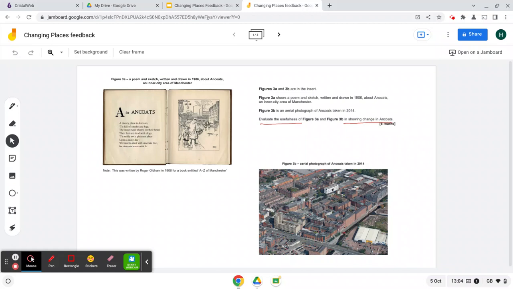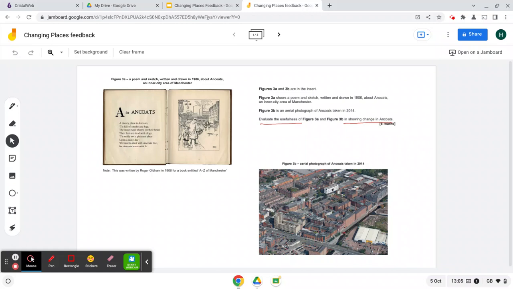You do not get marks for any of your own knowledge, which includes knowledge on these types of representation. Therefore, if you evaluated the usefulness of photographs and poems in general, you did not get any marks for this. You need to make sure that you do use the figures in your answer as you would use data from graphs and tables in any AO3 question.